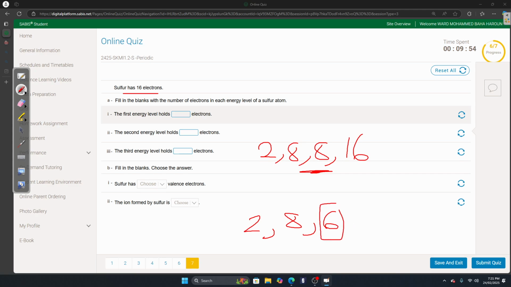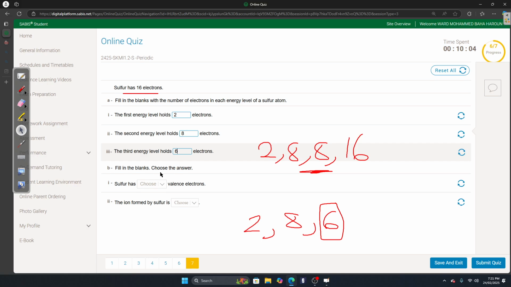And this is your valence, the number of valence electrons, because what you said the last is the number of the valence electrons, okay? So the first one, energy level 2. Second one, 8. Third one, 6. Now here's you're asking you, sulfur has how much valence electrons? 6. We said the last one. And the ion formed by sulfur. Now for this one, what's the ion formed by sulfur?